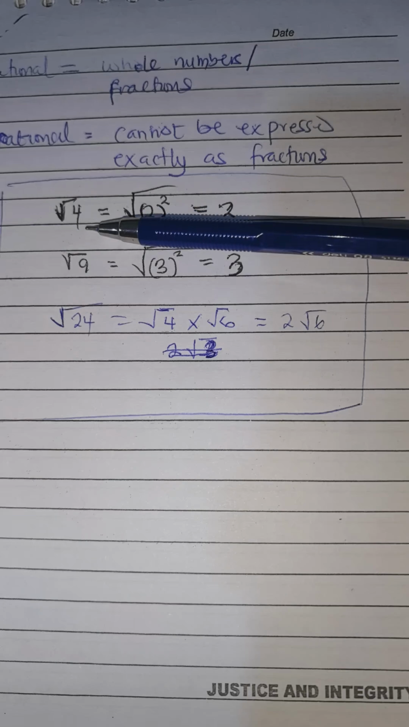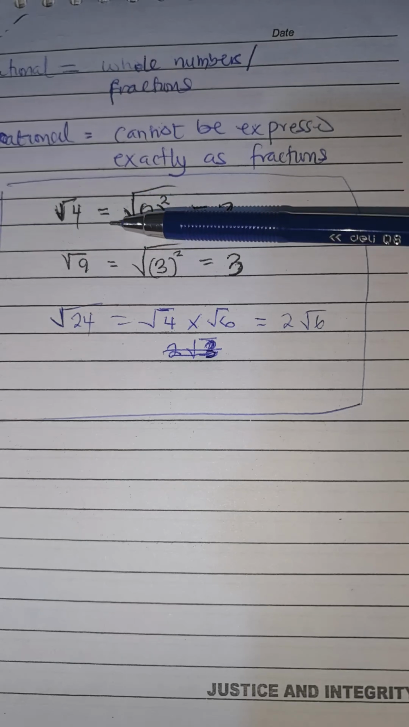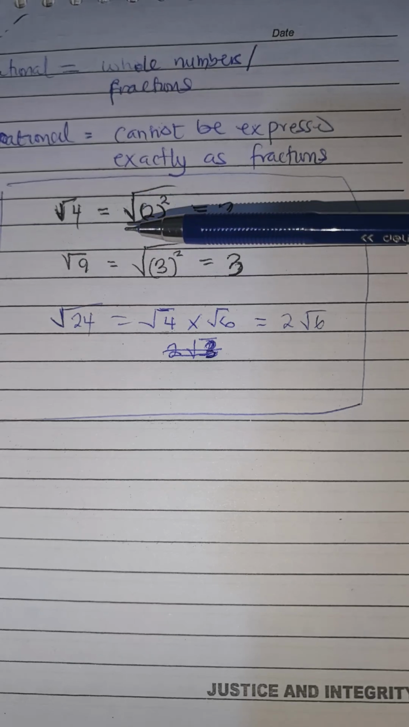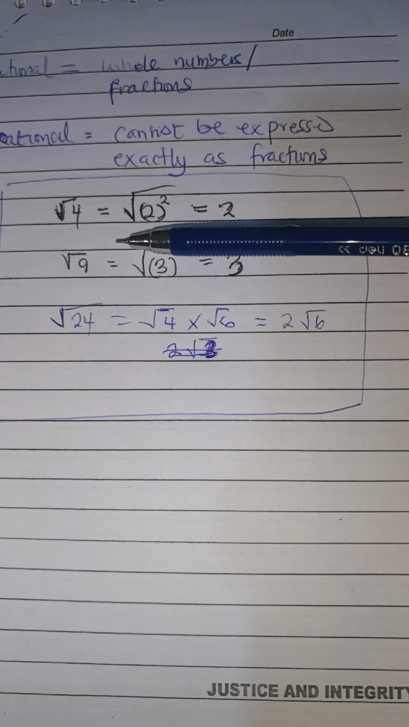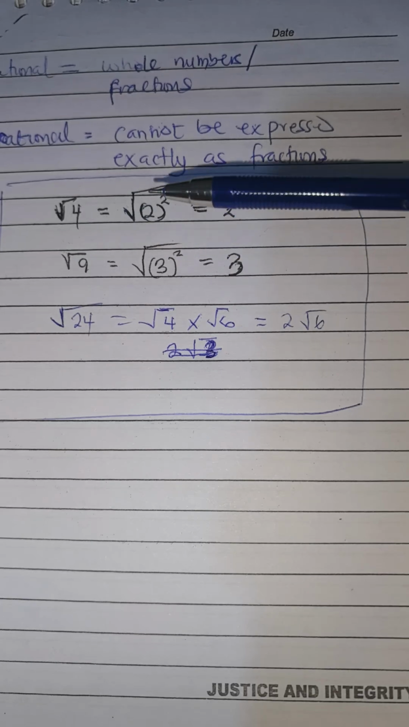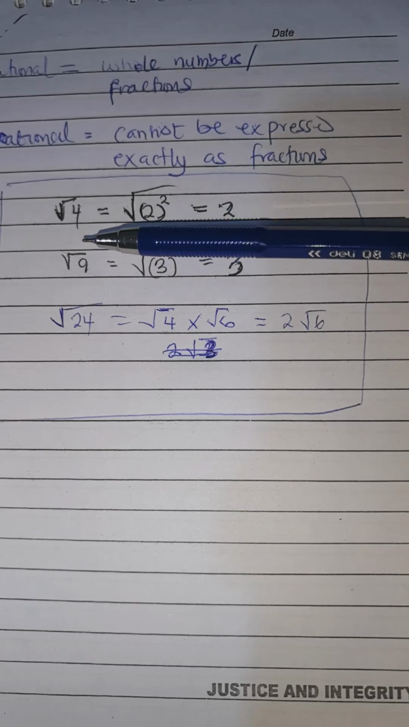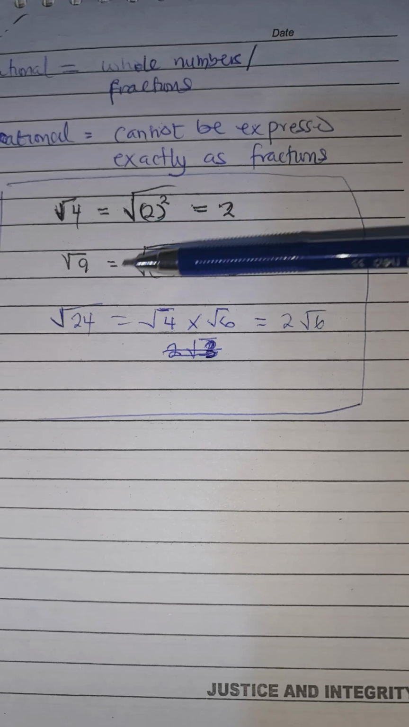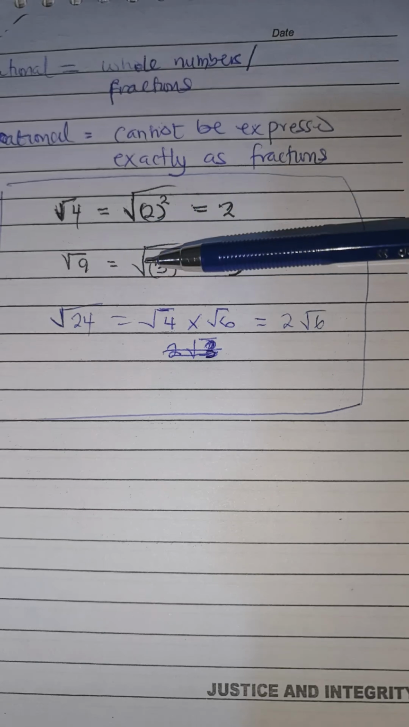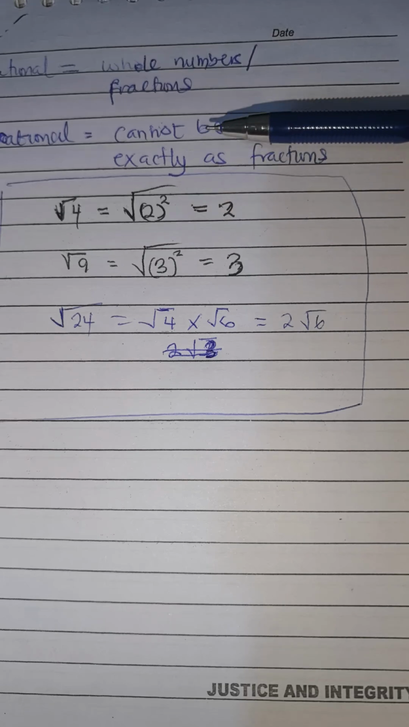So the square root of 4 means: what number by itself will give us 4? That will be 2. So 4 here is a perfect square. A number multiplied by itself, the product that we get is what is called the perfect square. So we have 4, 9, 16, 25, we even have 81, and you can see the trend.